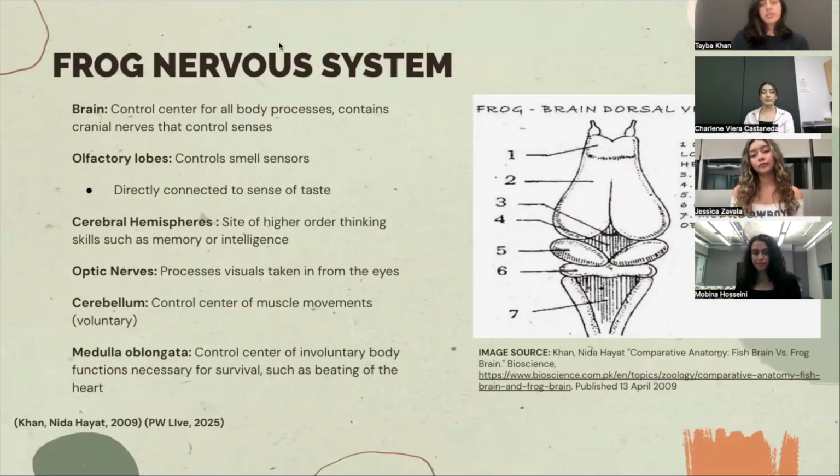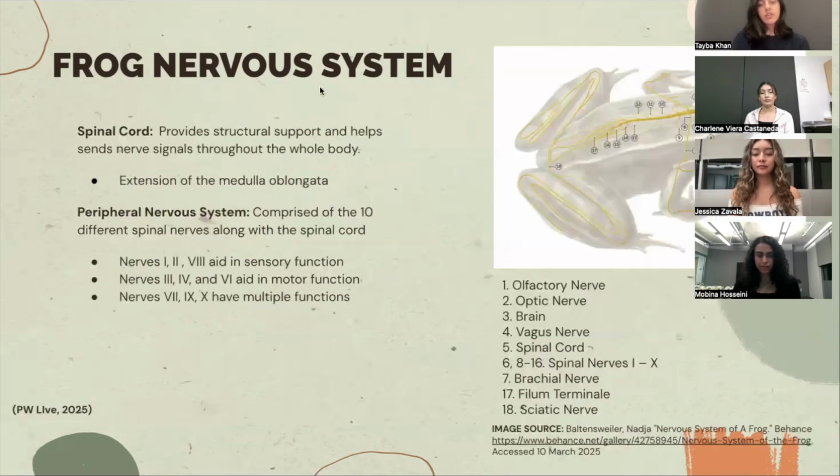The frog's nervous system controls both voluntary and involuntary functions. The brain is divided into different sections, including the olfactory lobes for smell, cerebral hemispheres for memory and intelligence, and the medulla oblongata, which regulates essential body functions like heart rate. The spinal cord and peripheral nervous system send signals throughout the body, aiding in sensory and motor functions.